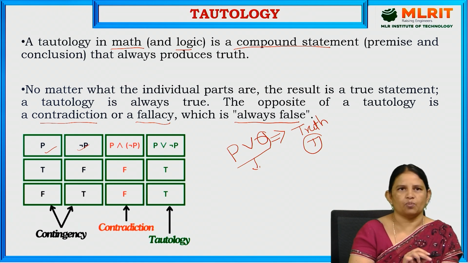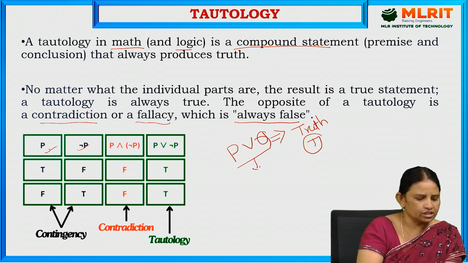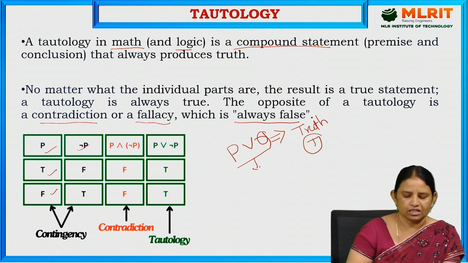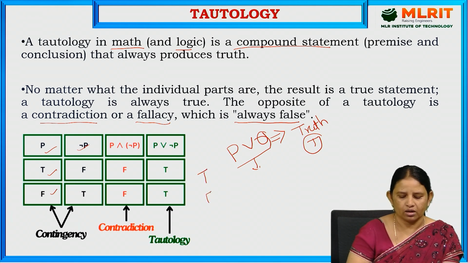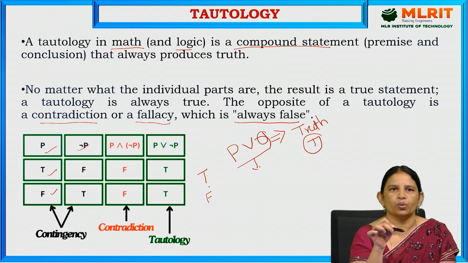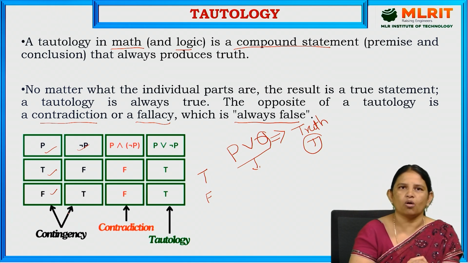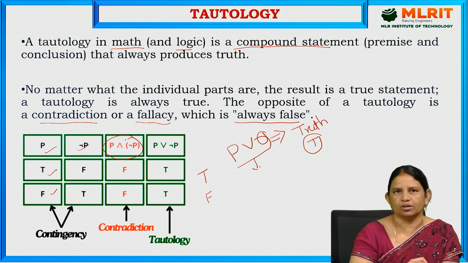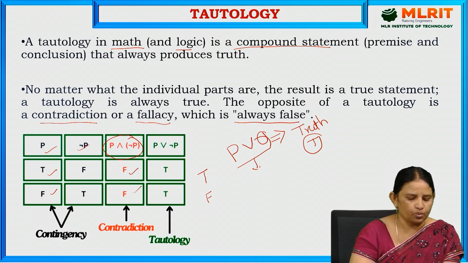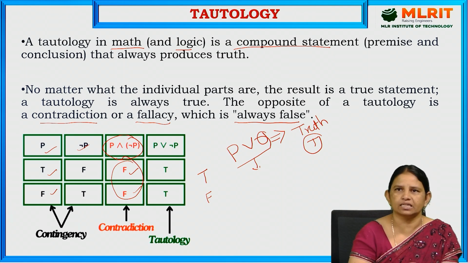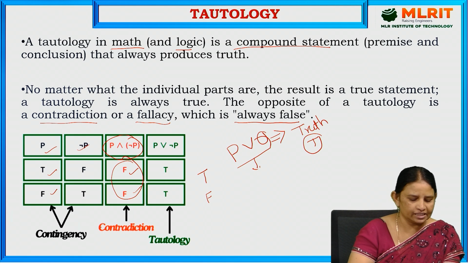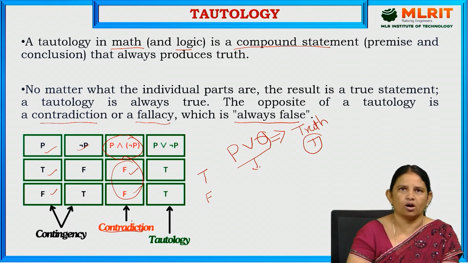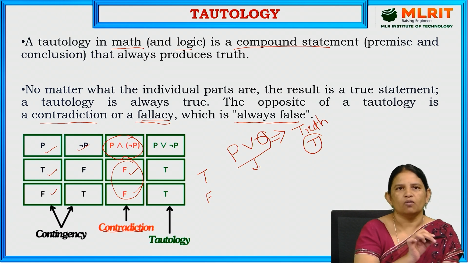So look at this example. Here it is a combination. P values are true, false. Some values are true, some values are false. Then it is a combination of true and false, and it is called a contingency. Consider this compound statement, P and negation P. For two rows, it returns a false value. For this compound statement, it returns a false value, then it is called a contradiction, or a fallacy. Always it returns a false value for the given input.